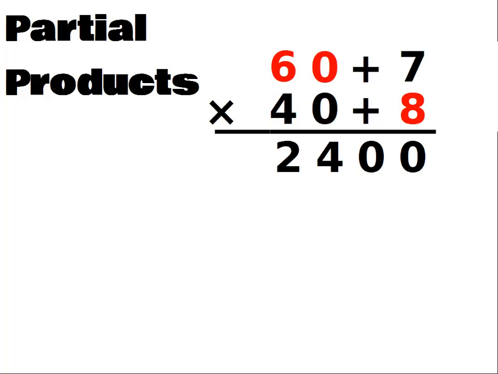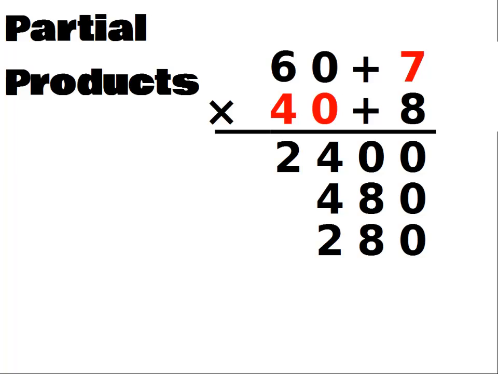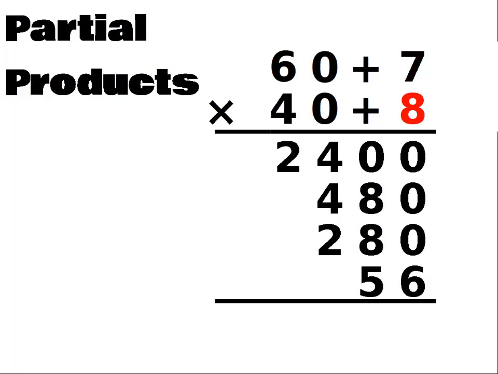Next we'll multiply 60 times 8. 60 times 8 is 480. 40 times 7 is 280. And last we do 7 times 8. So now we have a list of 4 numbers. We're going to add these up using our normal adding algorithm.